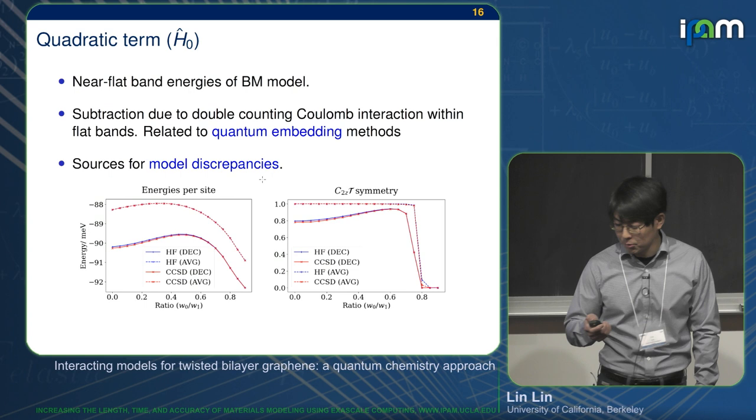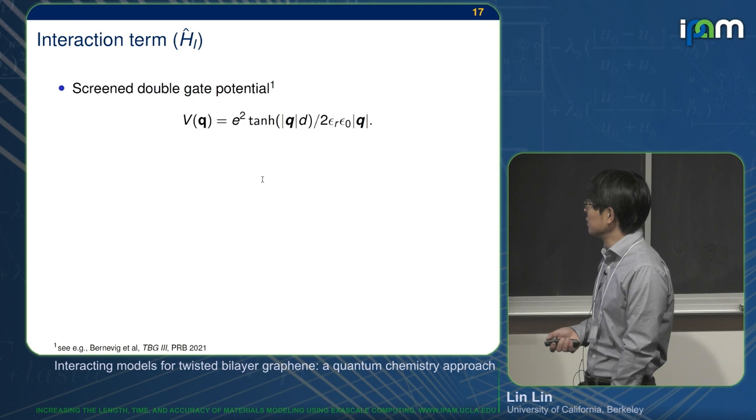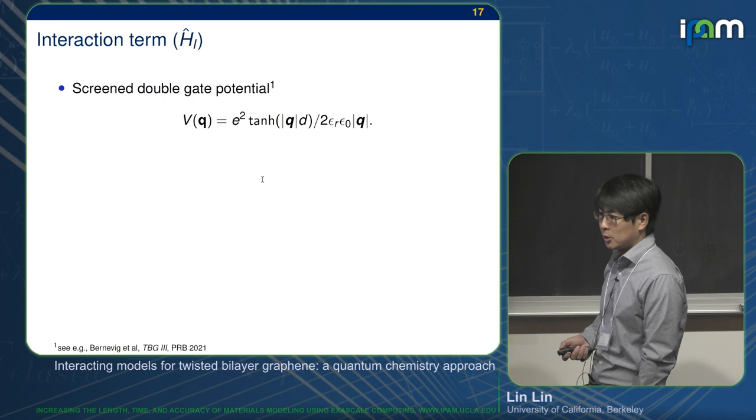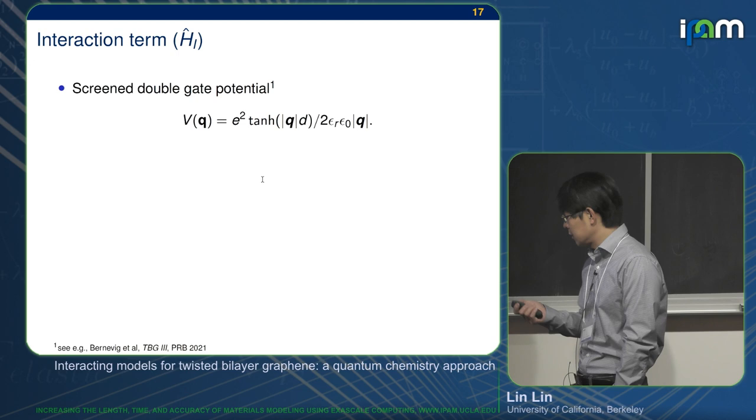The interaction term, you don't project it to the bare Coulomb interaction, for many reasons I won't go into. They actually project it to the so-called screened double gate potential, where one of the most important features is a hyperbolic tangent part that kills the long-range interaction and makes the finite size effect a lot more manageable.